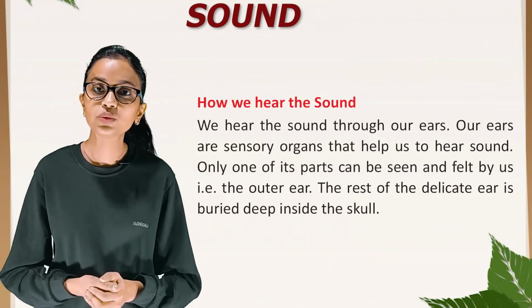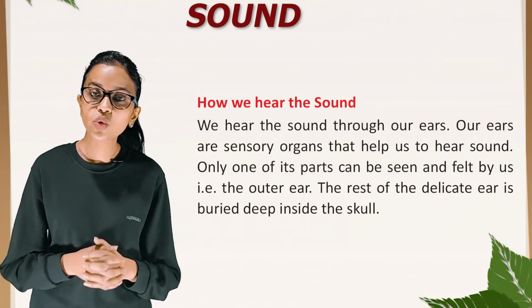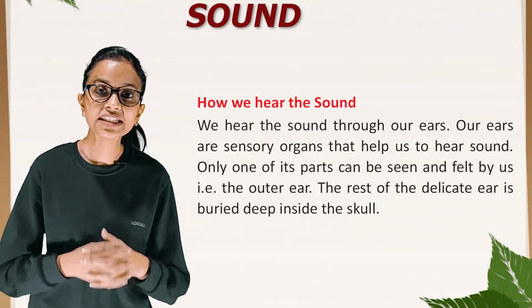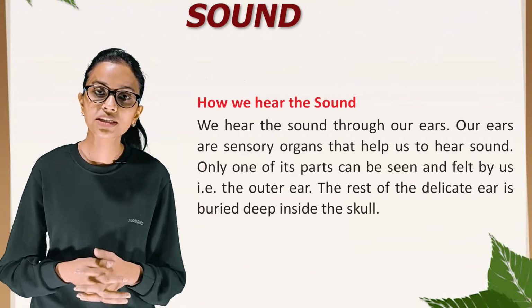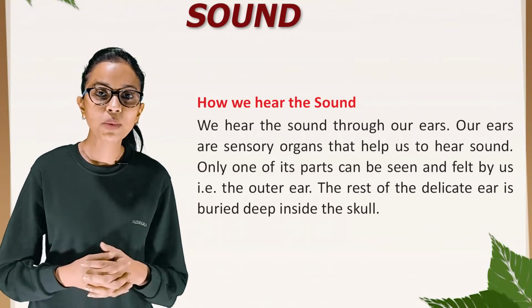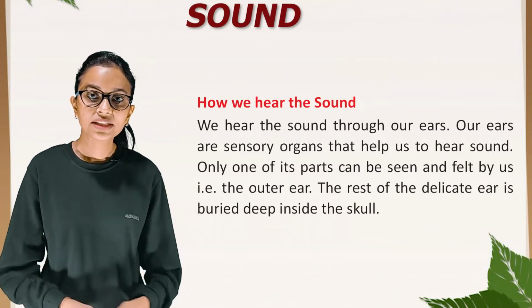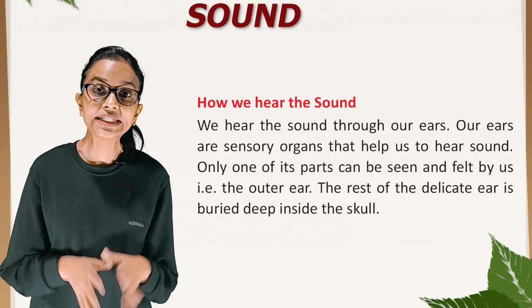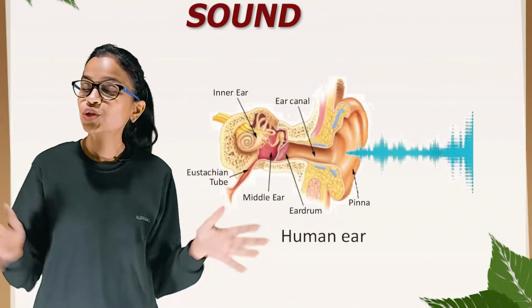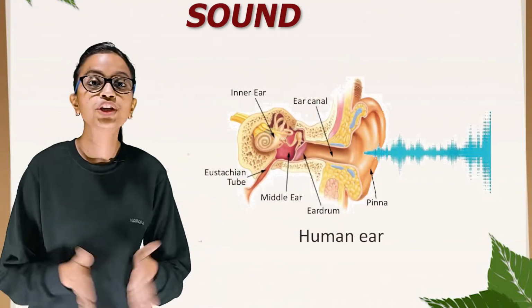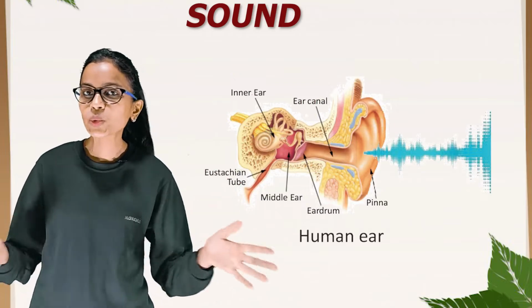How do we hear the sound? We hear the sound through our ears. Our ears are sensory organs that help us to hear sound. Only one of its parts can be seen and felt by us, that is the outer ear. The rest of the delicate ear is buried deep inside the skull. So students, this is the diagram of a human ear. So go through it.